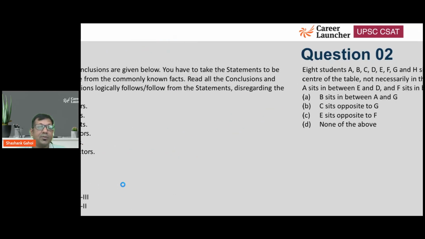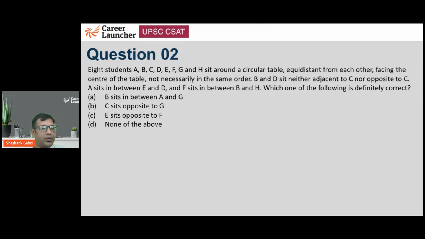Now let's move on to this question. What does it say? There are 8 students, A, B, C, D, E, F, G, H, who sit around a circular table, equidistant from each other. So there are 8 students. First of all, I'm going to draw 1, 2, 3, 4, 5, 6, 7, 8 positions, equidistant from each other, facing the center, not necessarily in the same order.